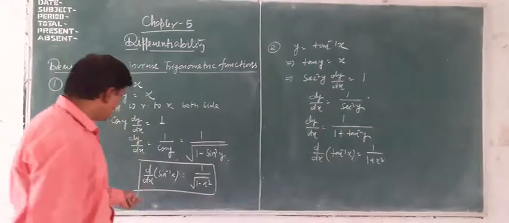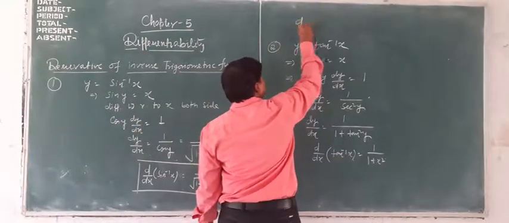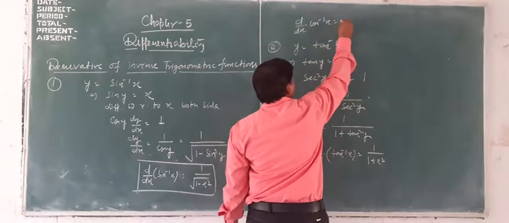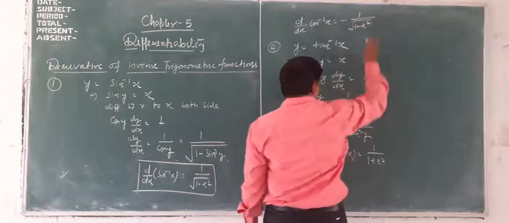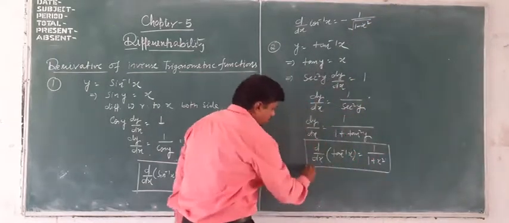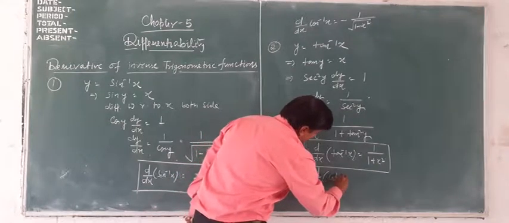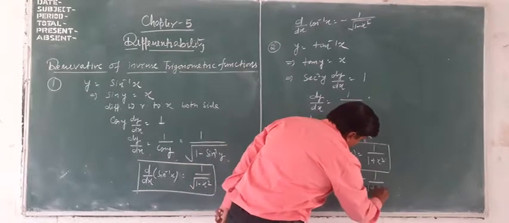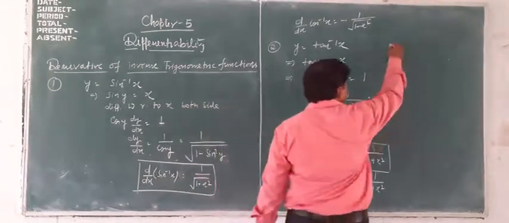Similarly, we can write the derivative of cos inverse. The derivative of cos inverse x equals minus 1 by root 1 minus x square. Similarly, we can find the derivative of cot inverse x, equal to minus 1 by 1 plus x square. Or the derivative of sec inverse and cosec inverse.